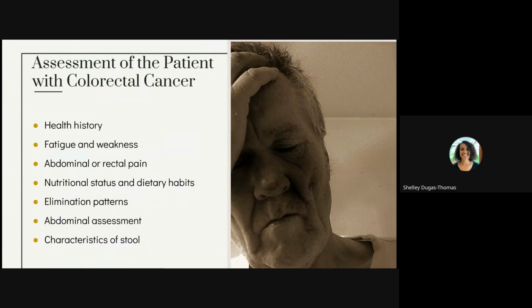So, for assessment, you want to obtain a detailed health history, including fatigue and weakness, assess for abdominal or rectal pain, evaluate nutritional status and dietary habits, review elimination patterns, perform abdominal assessment, and examine stool characteristics for changes or presence of blood.